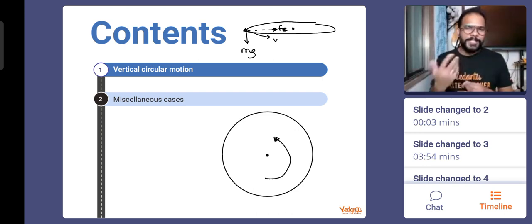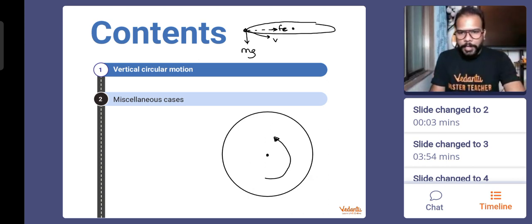Okay, guys. There are two specific cases that we study in vertical circular motion. I'll take you there after some time. Let's first see what happens during vertical circular motion. Definitely, during this entire motion of the body, gravity will continuously be acting vertically downward. Wherever the body is, gravity is continuously acting downward, right? Hope you are able to see that. This is basically your vertical circular motion.